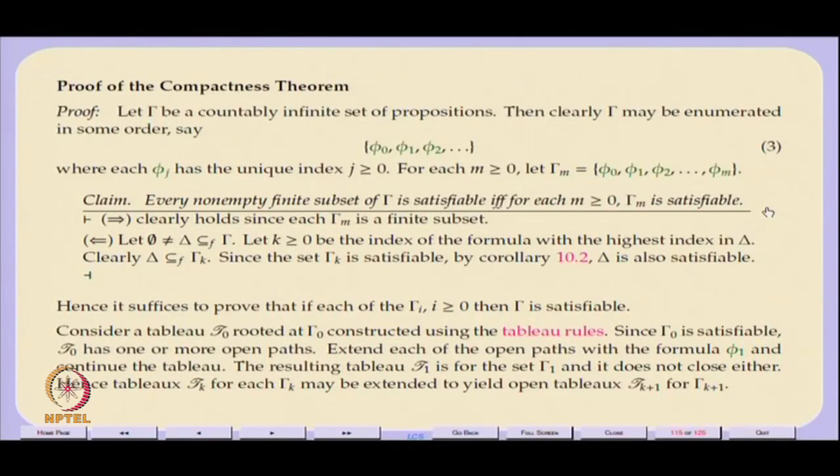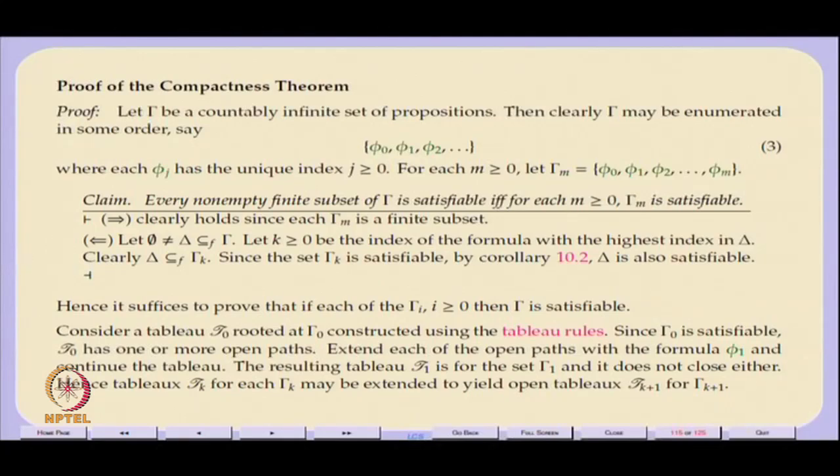Let me start with the set gamma, which is countably infinite. If it is countably infinite, then it can be placed in 1-to-1 correspondence with the naturals, which means I can enumerate the set of formulae in gamma and index them with the naturals. So, I can talk about phi 0, phi 1, phi 2; all the elements in gamma can be enumerated corresponding to whatever 1-to-1 correspondence with the naturals you may choose to define.